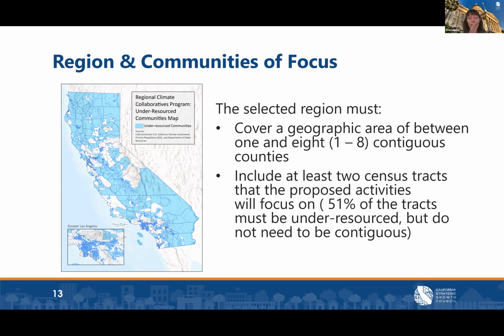And so you may be wondering how we define under-resourced for this program. The legislation actually sets out a definition that includes the top 25% of CalEnviroScreen disadvantaged communities, low-income communities according to Assembly Bill 1550, as well as communities with median household income of less than 80% of the state average. And as you can see on this map, under-resourced communities constitute all of the blue that you'll see on this map. And as you can see, that covers a pretty significant amount of the state.